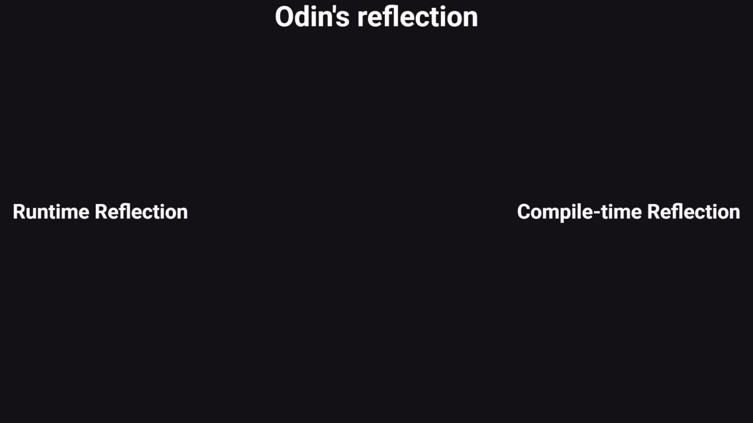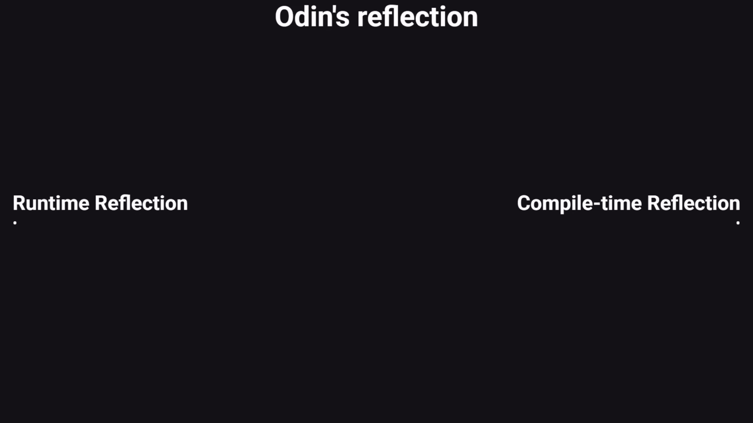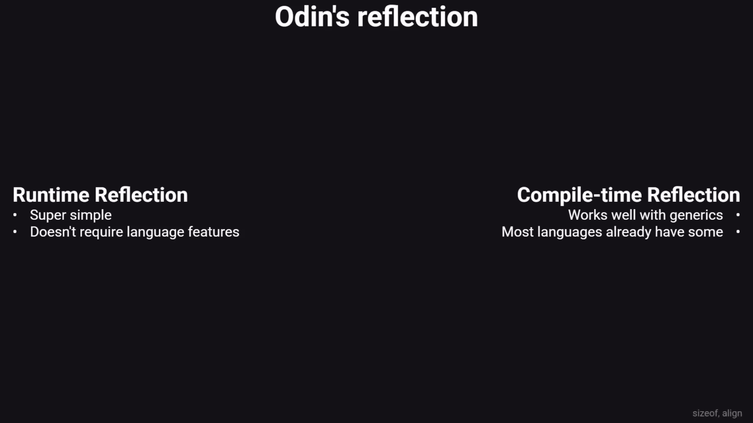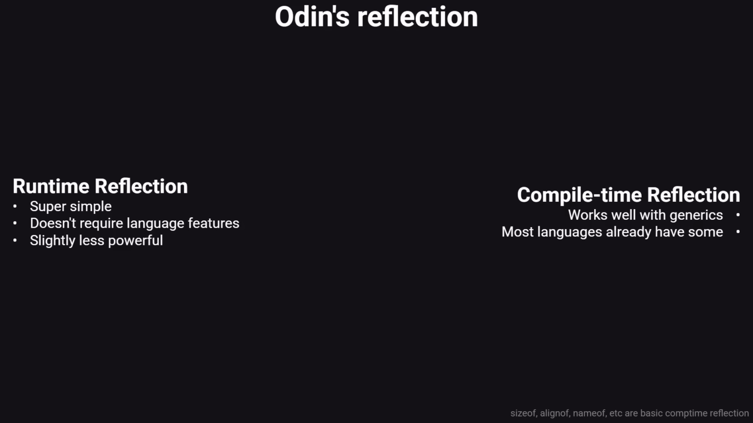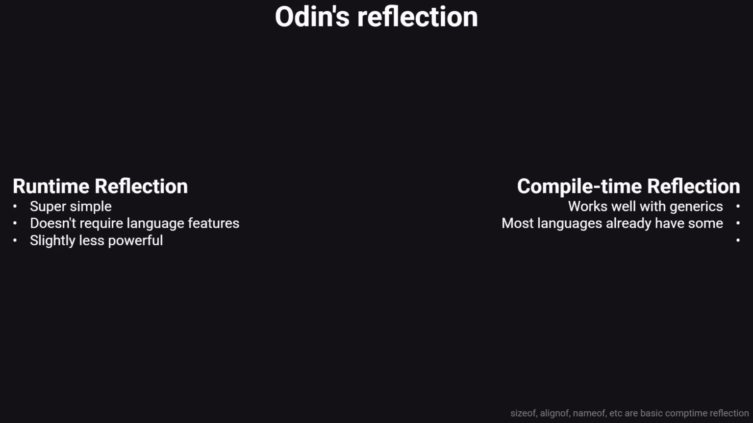Different languages' reflection approaches can generally be split into two groups, runtime and compile time. Compile time reflection has some benefits, like integrating nicely with generics and other features that most languages already have for some amount of compile time type information. But it has a huge downside of complexity.